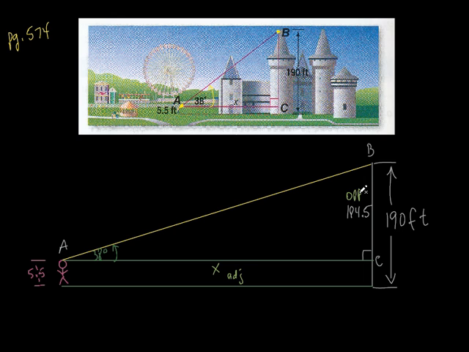Which trig function uses opposite and adjacent? Well, that would be the tangent. So we're going to come over here and use the tangent. The tangent of the angle that we've been dealing with. So it's the tangent of 38 degrees is equal to the opposite over the adjacent.